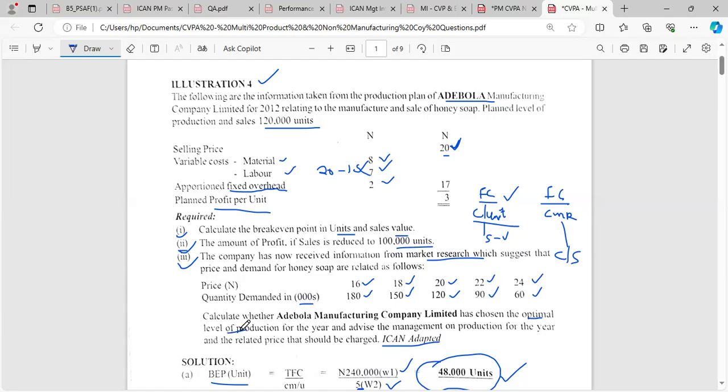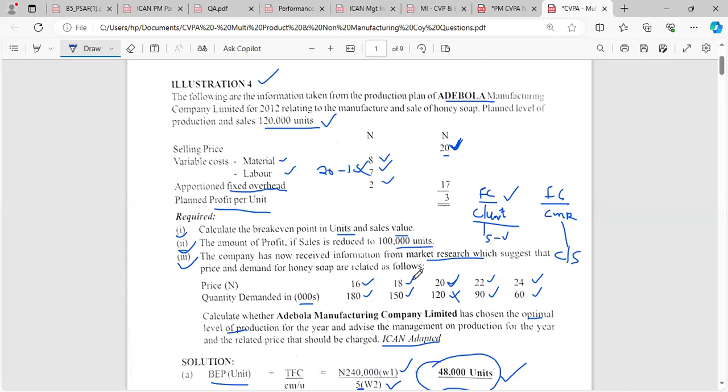What is the optimum level of production? This 120,000 was what they planned. That was their planned level of production and sales, 120,000. So we want to know if the company should produce this 120,000, which is this part here, and sell at 20 naira, which is this 20 naira here. Or should they produce 150 and sell at 18, or 180 and sell at 16?